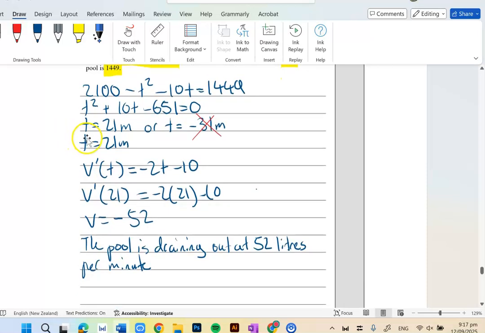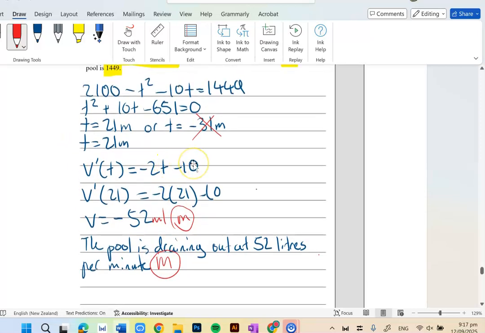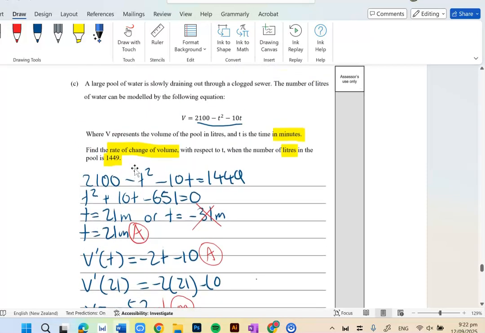Okay, for merit you need to have the correct rate of change found with units or context. So this would be merit. I could also write e-mail here. That's also merit. Achieved is you've correctly derived it or time calculated. So this can be achieved or this can be achieved. Okay, that's question C done.